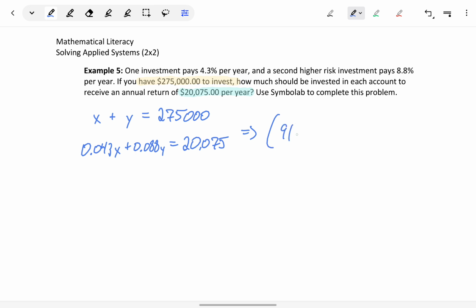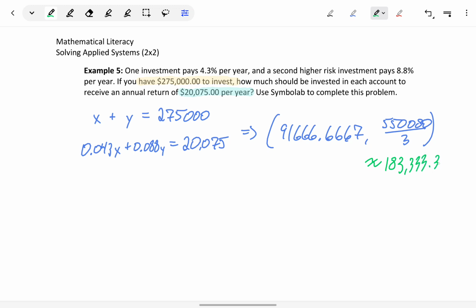Which will be approximately 91,666.6667, comma, 550,000 divided by 3, which, converting that to a decimal, comes out to be approximately 183,333.3333.